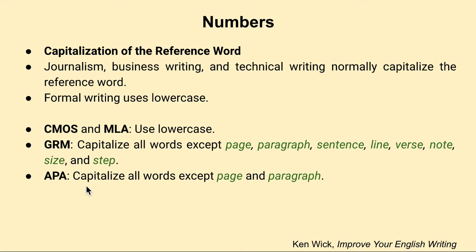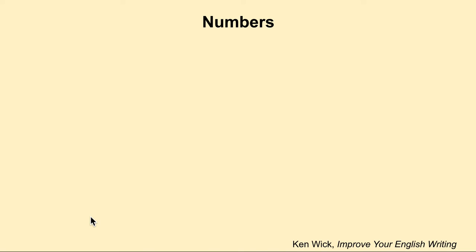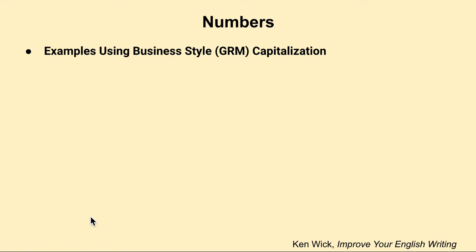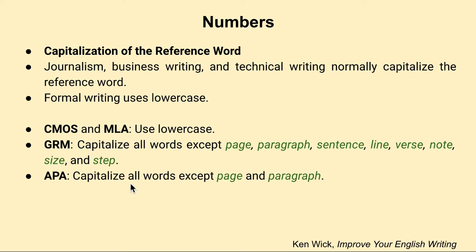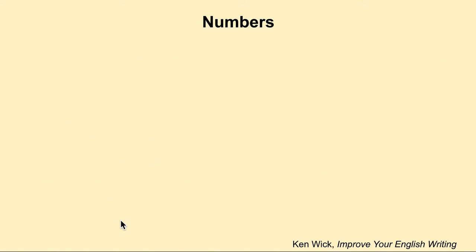And for the APA, capitalize all words except page and paragraph. So Chicago Manual of Style and MLA are basically the exact opposite of the Gregg Reference Manual and the APA. For some examples, I'm just using the Gregg Reference Manual for capitalization, because it has the most words that are not capitalized. That's why I chose it.